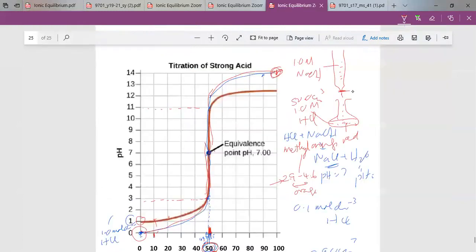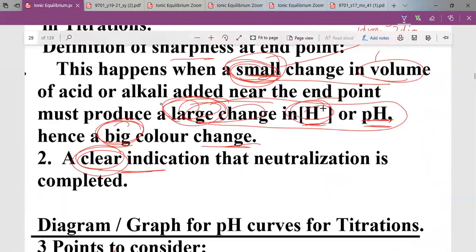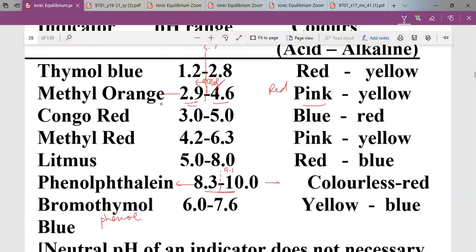So what are the choices of indicators? I can use methyl orange, because there is such a big pH change. As long as the window of pH change of the indicator falls within the pH of 3 to 11 for strong acid, strong base, I can use it. I can use phenolphthalein, because 8.3 is within the range. Can use litmus, can use methyl orange, because it falls within the range, 3 to 11.